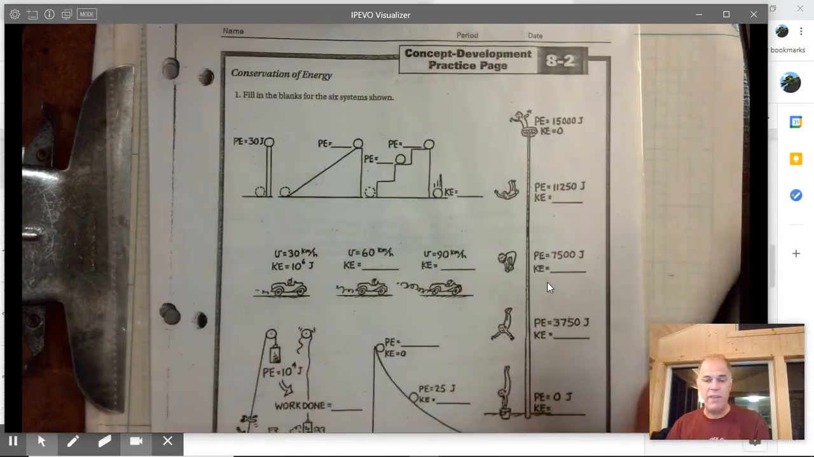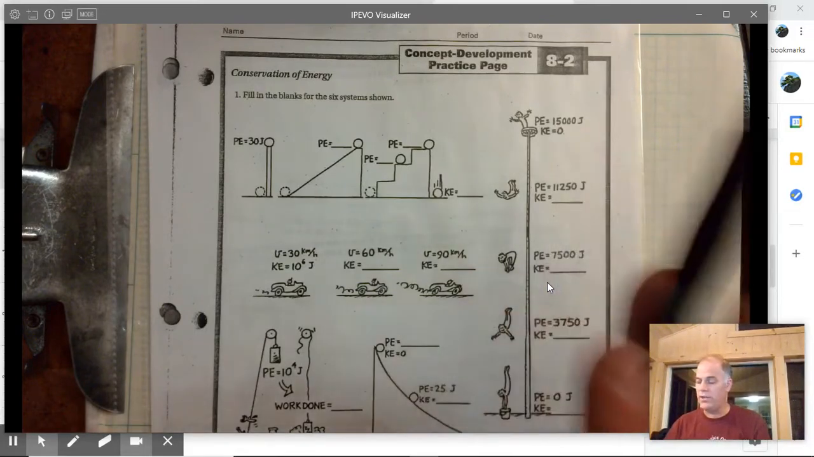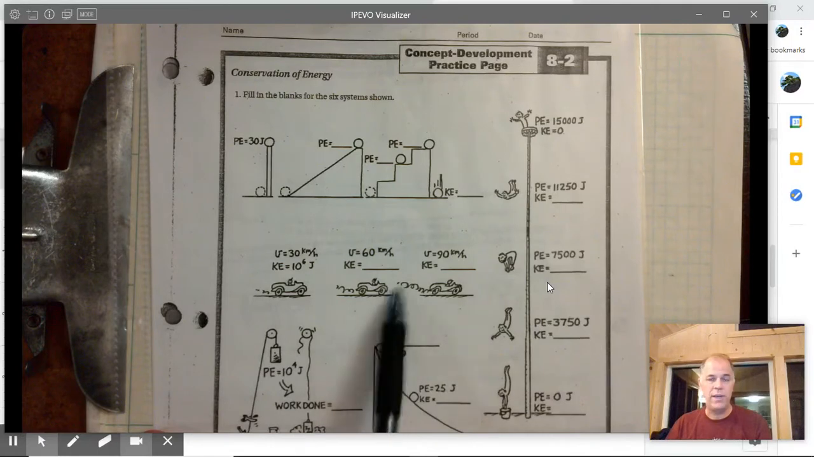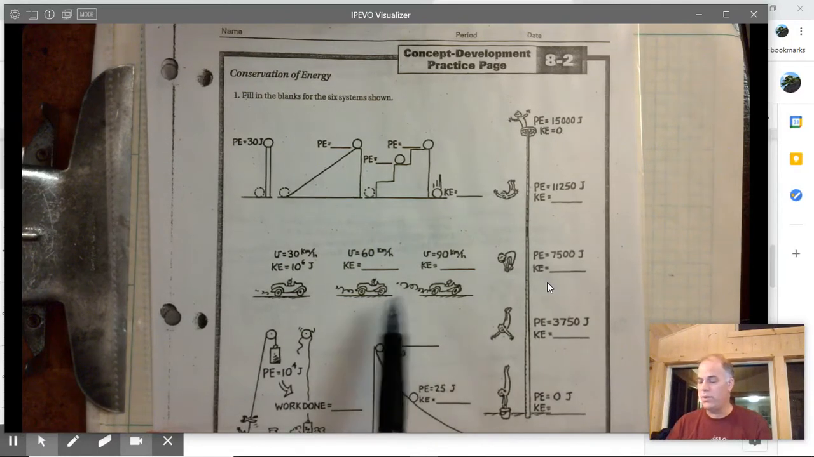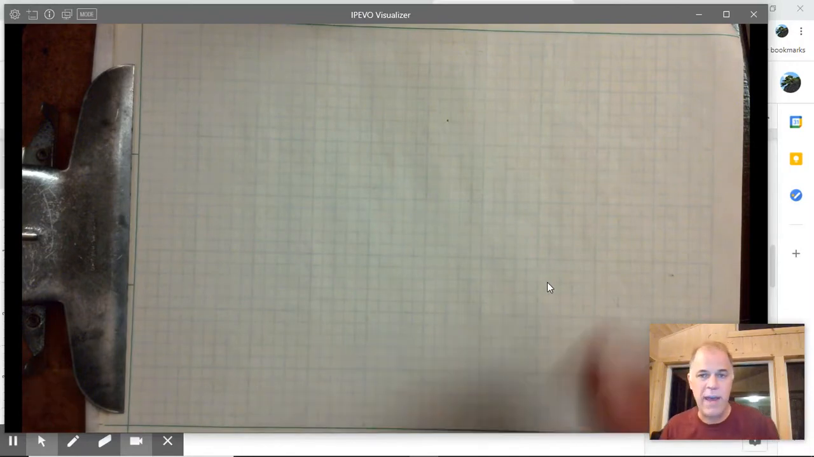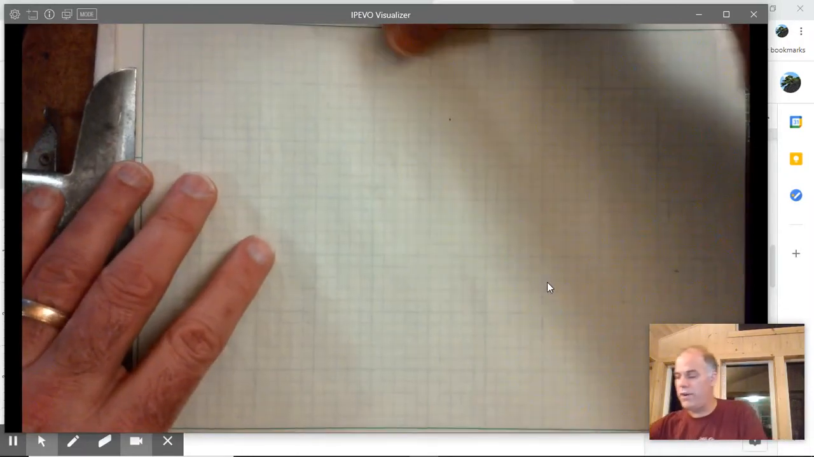Okay, so basically everything on this worksheet is conservation of energy except for this one. And I do want to see you get the right answers on this one. So actually plug in some values. Okay, so let me give you some examples of how we can use this idea of conservation of energy.